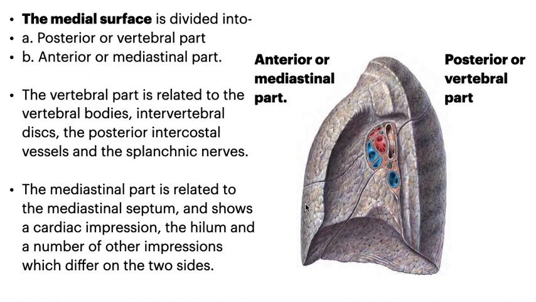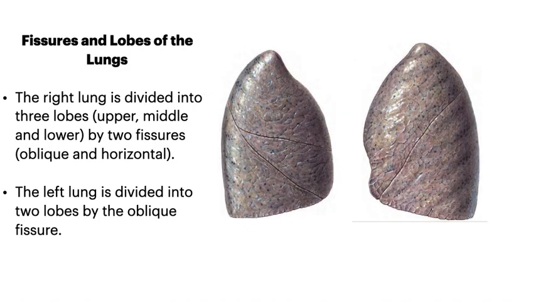The mediastinal part is related to the mediastinal septum and shows the cardiac impression, the hilum, and a number of other impressions which differ on the two sides. Fissures and lobes of the lung. The right lung is divided into three lobes, upper, middle, and lower, by two fissures, that is the oblique fissure and the horizontal fissure.